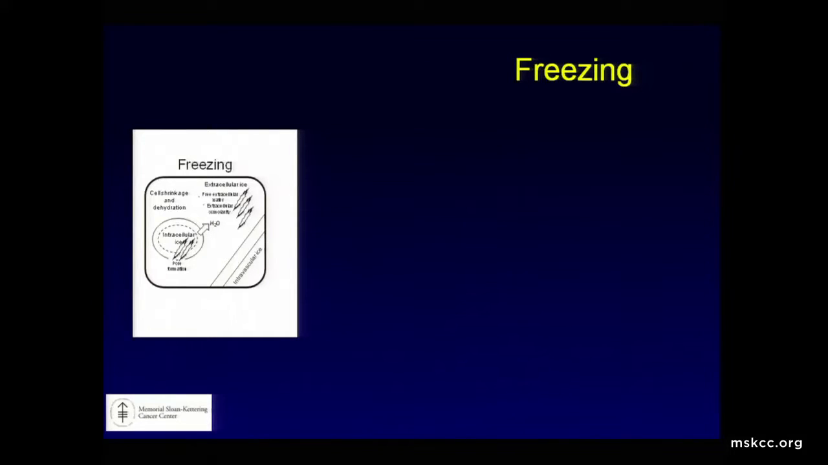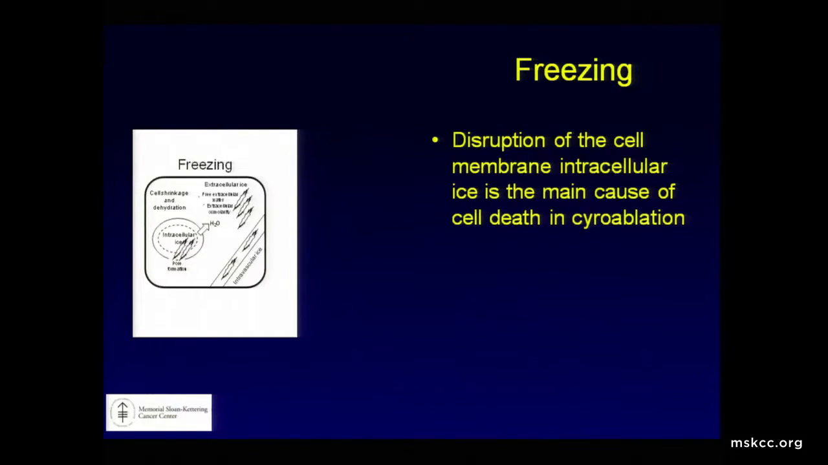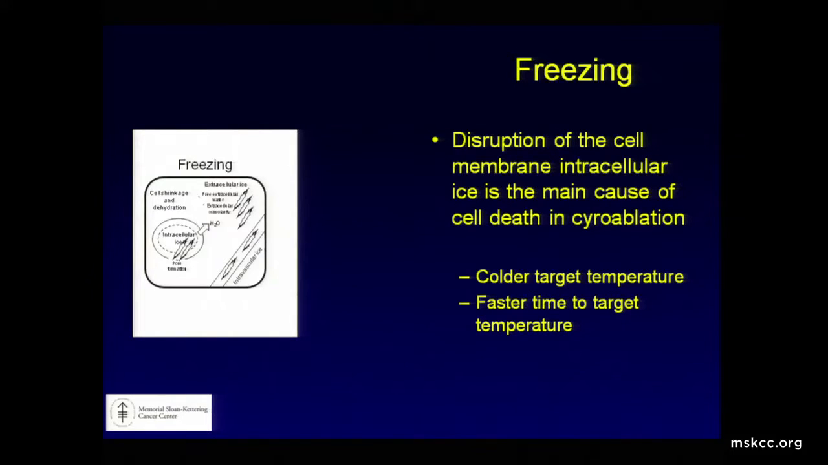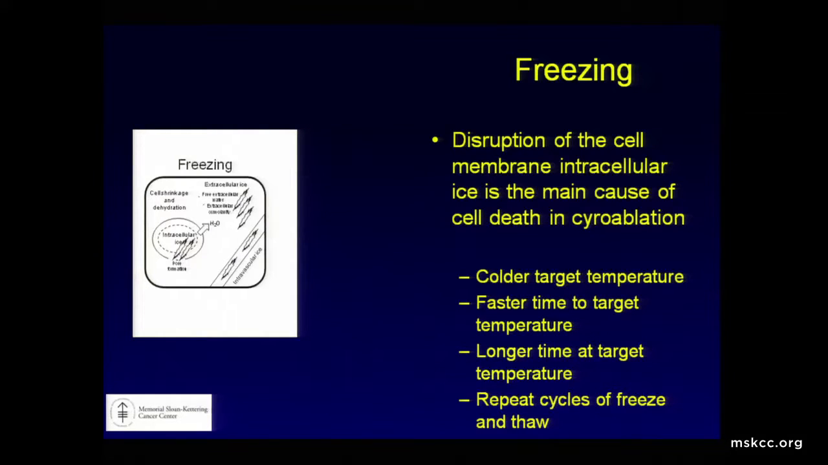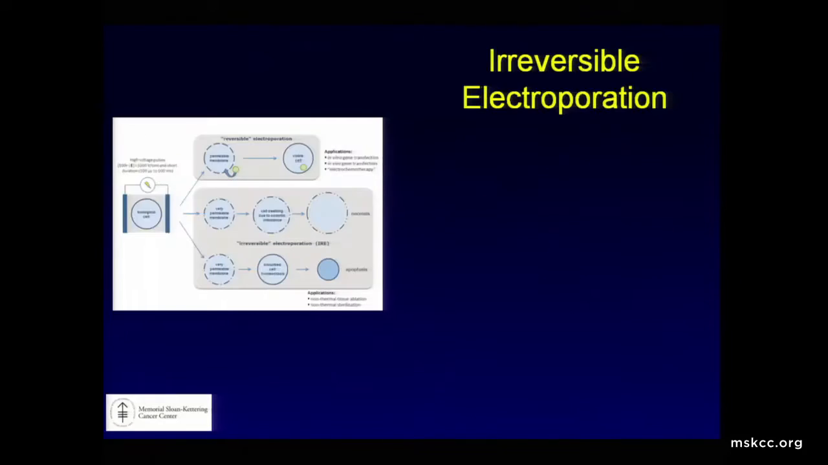At the same time, the formation of intravascular ice causes ischemia within the tissues. So the main harbinger of cell death with cryoablation is the formation of intracellular ice crystals. And anything that we can do to make that happen more is going to make the cryoablation more effective. In this case, having a colder target temperature, having a faster time to target temperature, a longer time at that target temperature, or repeating these cycles with freeze, thaw, freeze, and thaw.